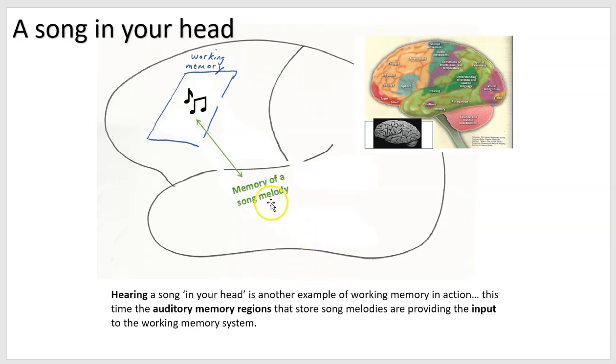Another example would be you might have a song in your head. Well, what's going on there? Well, that would be auditory memories. The memory of the melody of a song is now providing the input to the working memory system. And so we sort of hear the tune in our head.